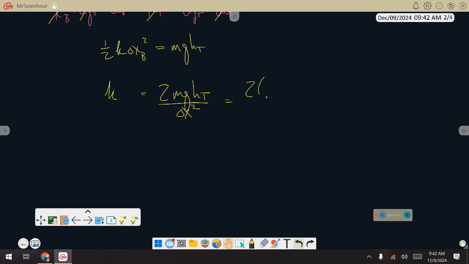So let's plug numbers in. You said 2 times 70 kilograms times G times the height at the top was what? 2.4 meters. Divided by 0.4 meters squared. 140, 1400, 2800. Ooh, that's going to be a big number. Divided by 0.16. So about times 5-ish.